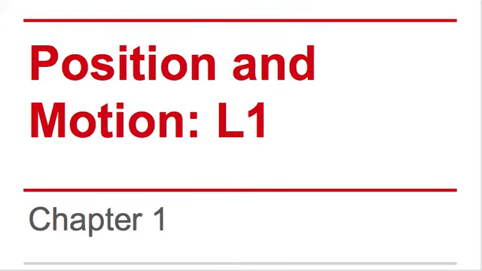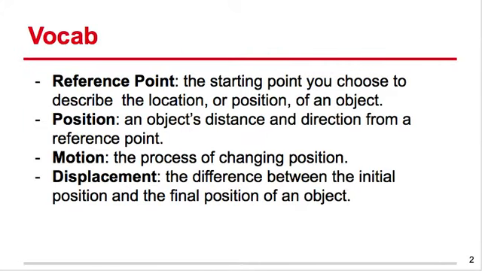Lesson 1, Chapter 1 is going to be over position and motion. The vocab for this lesson will be: reference point is the starting point you choose to describe the location or position of an object. Position, an object's distance from and direction from a reference point. Motion, the process of changing position, and displacement, the difference between the initial position and the final position of an object.